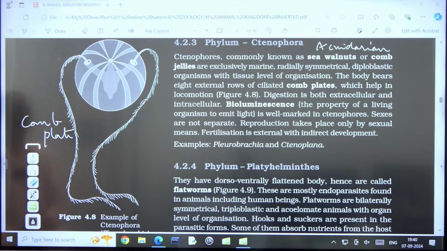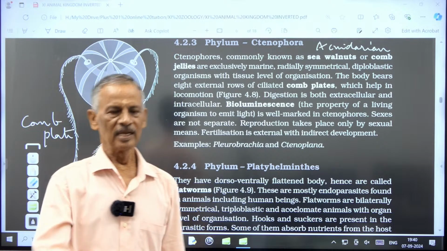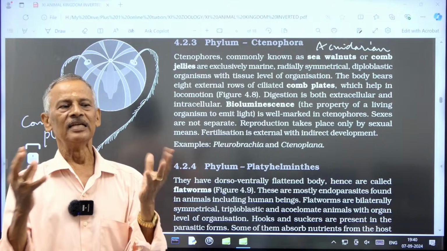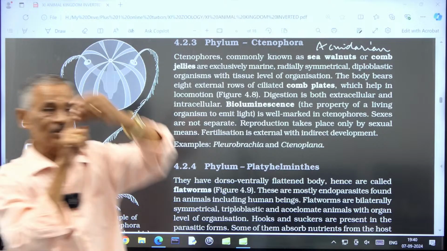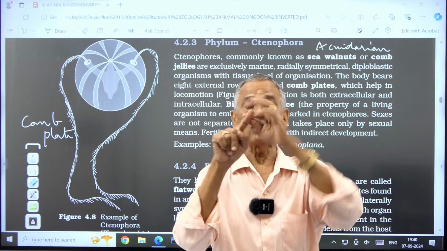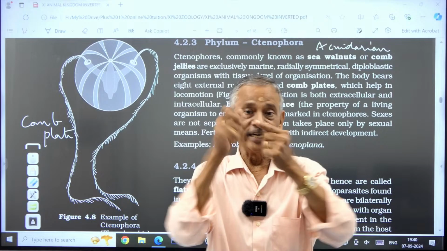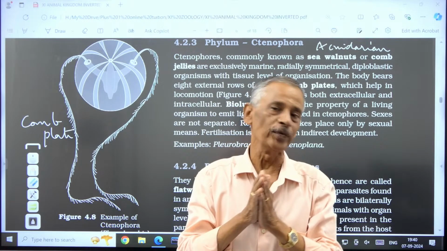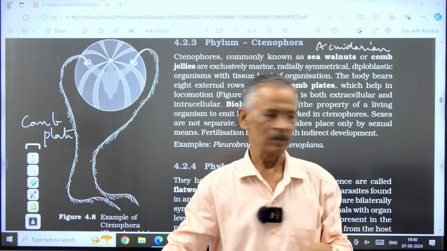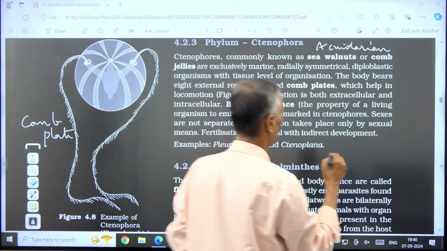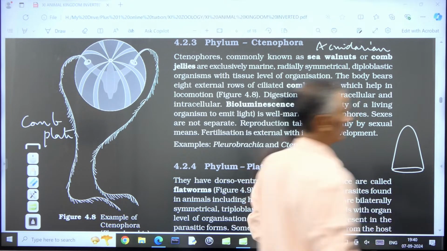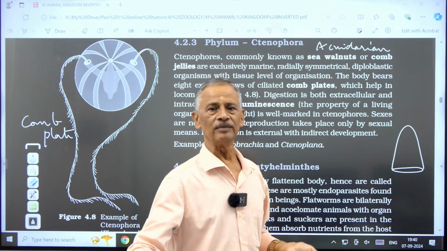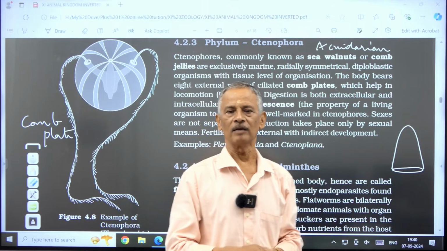What are comb plates? Remember, these animals have almost a thimble shape. You know thimble? A steel covering for the fingers to protect them from needles while sewing. That is called a thimble. Or they may have this shape, or just imagine the shape of an open umbrella. I will show you.